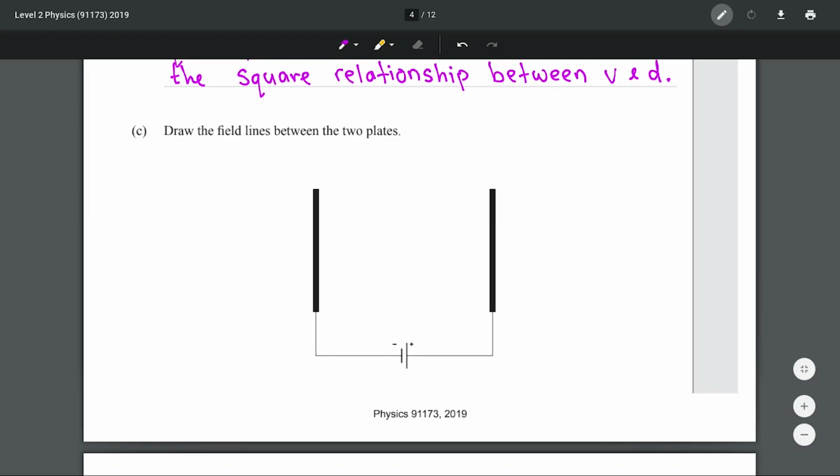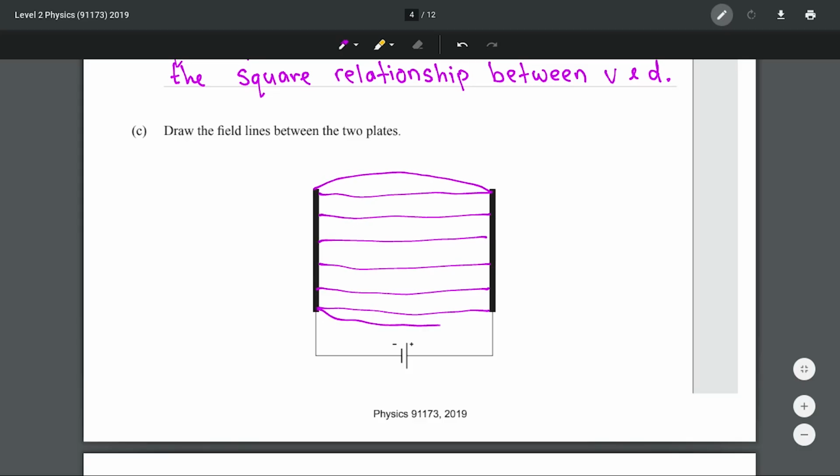Draw the field lines between the two plates. So this is a pretty straightforward question. We're just going to have field lines going between the plates. Now, one of the linchpins of this question is going to be making sure the lines point in the right direction. And electric field lines always point towards negative. And since this is the negative side and this is the positive side, we know this because of the voltage source here, the field lines are going to point in this direction.